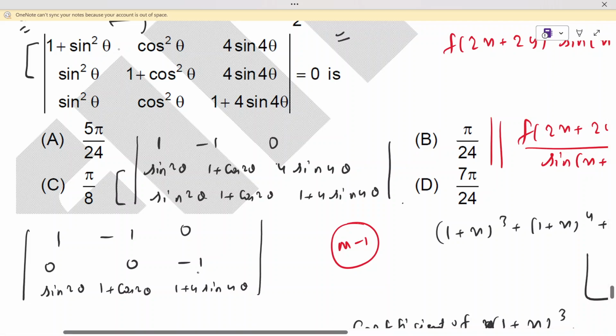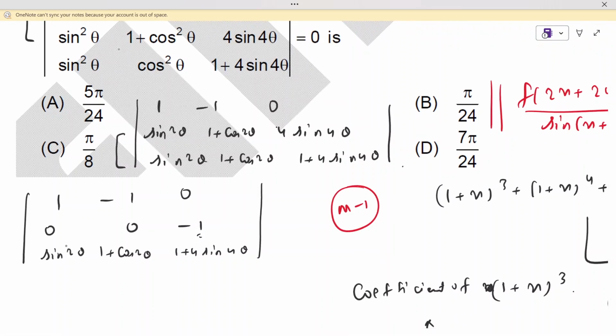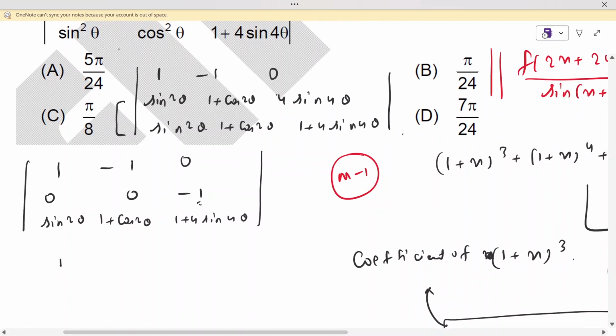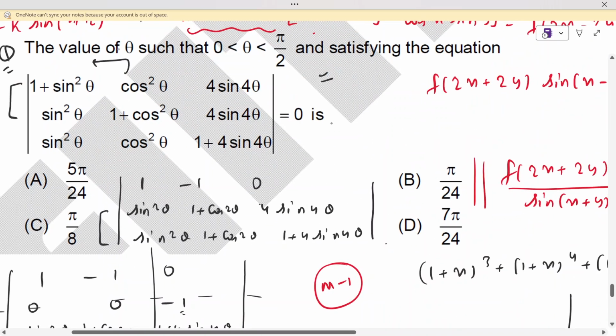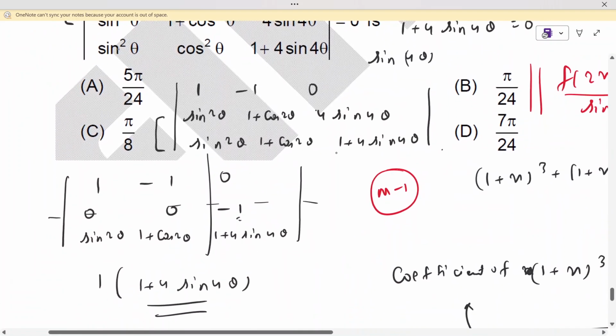Now we can expand using this row as well. So what is its location? 823, right? So of course one more negative will be there. I'll just directly remove that element. Just a second. This row and this column I will remove. So what I'm getting is 1 plus 4 sin 4 theta only, right? Fine. So 1 plus 4 sin 4 theta should be equal to what? 0. So I'm getting sin 4 theta equal to, I guess, some value.